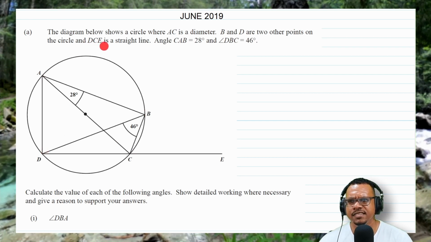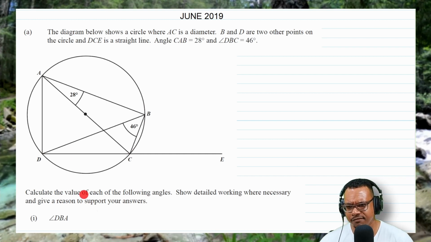And DCE is a straight line, so this is a straight line coming out here from D to E. Angle CAB is 28 degrees, so that's this angle here, C to A to B, 28. And angle DBC is 46, so angle D to B to C is 46.